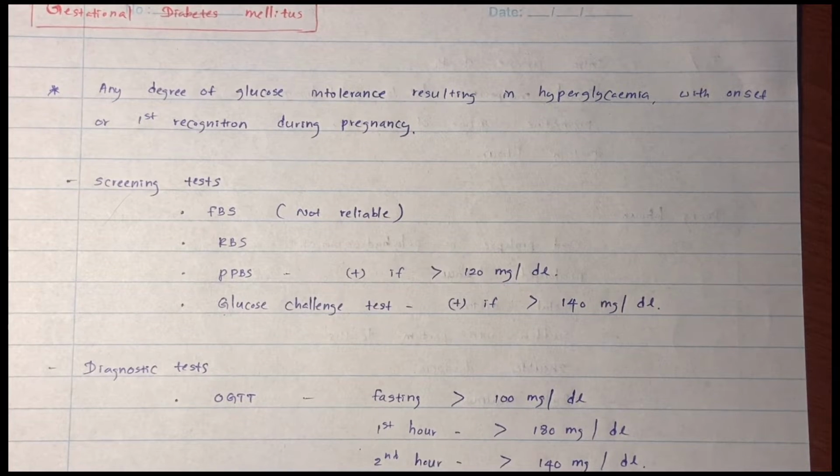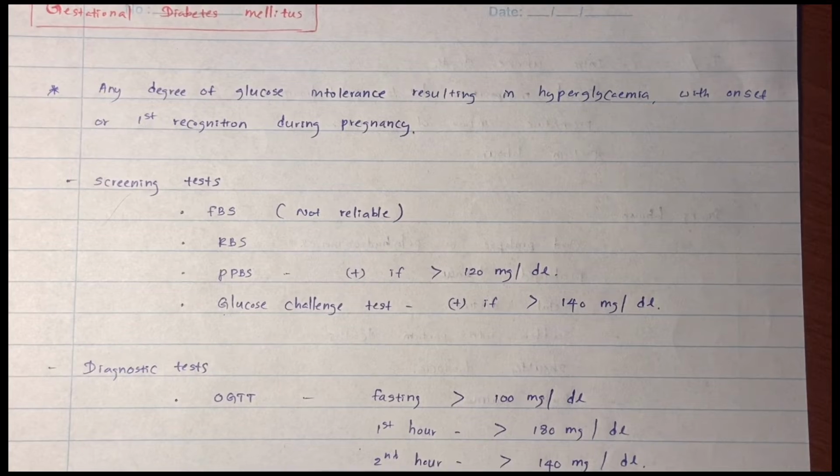In the fetal pancreas, due to these increased blood sugar levels, there will be increased production of insulin and the glucose metabolism within the fetus will be high. So it will result in macrosomic babies.